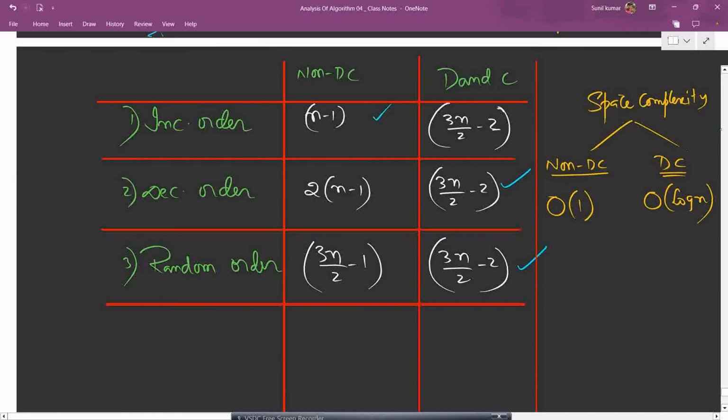So for divide and conquer, with non-decreasing order, it is 3n by 2 minus 2 in all cases. Compared with the straightforward approach, which takes 2n minus 2 in the best case and 3n minus 1 in other orders, such as random order.